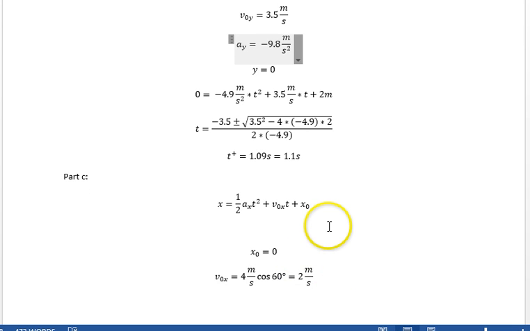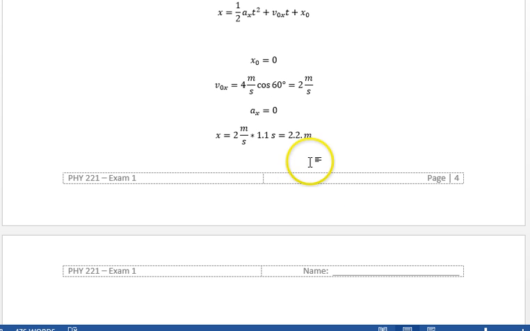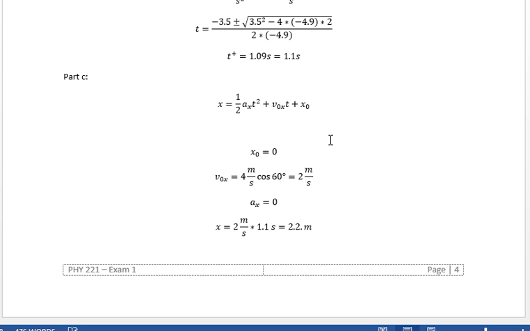2 meters per second. What is the acceleration in x? That's 0, right? So what we're left with is x equals 2 meters per second times the amount of time we use, which is 1.1 seconds, right? So x is 2.2 meters. That's how far we are away from the diving board when we hit the water. And that's it for problem 3.